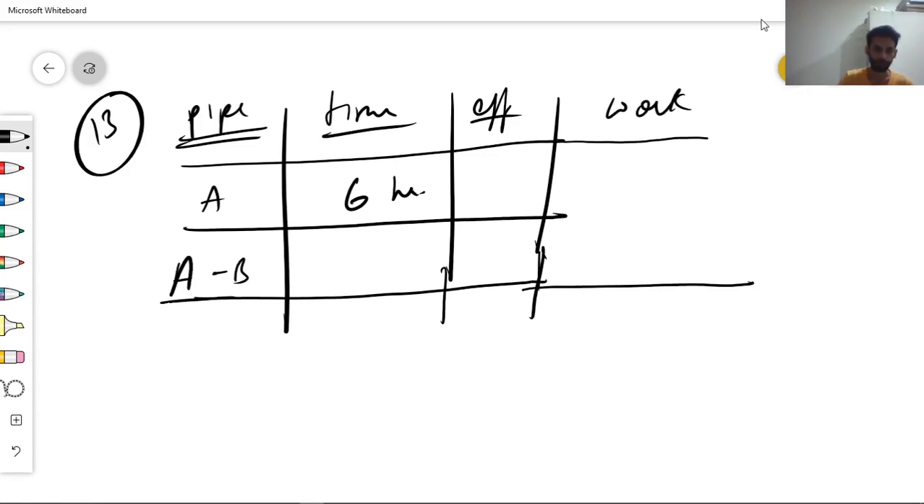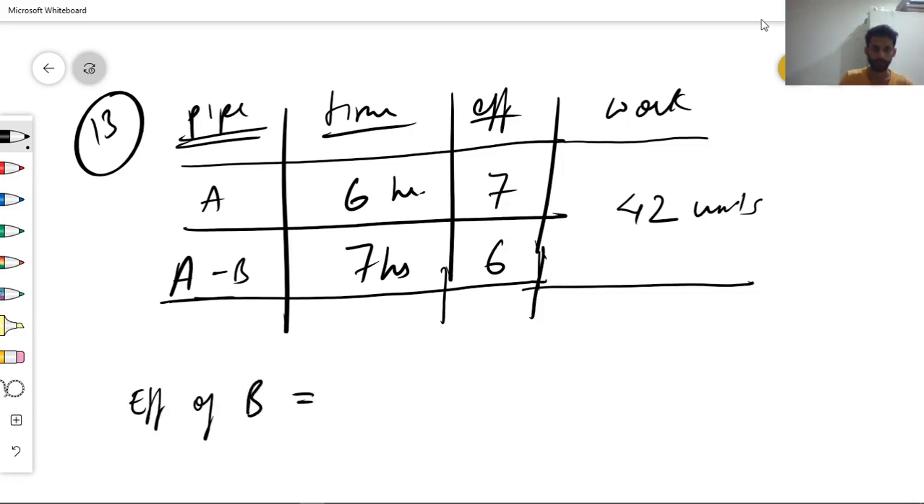Okay, so now this one will be 7 hours, this B is doing a negative work because there is an outlet, so outlet means negative. First of all we have to find the work, 42 units, the LCM of 6 and 7. So now here it is 7, here it is 6. Okay, so now the efficiency of B will be A minus B.